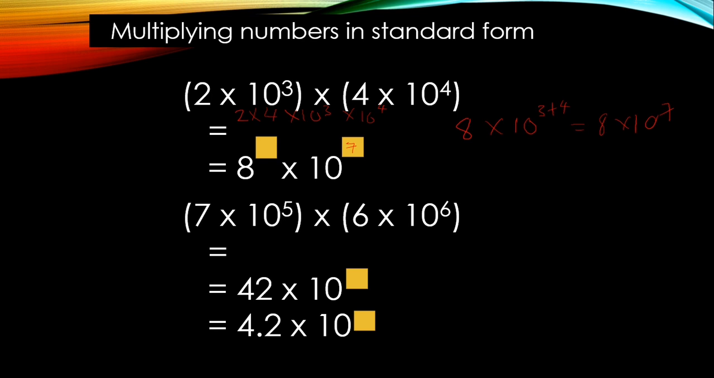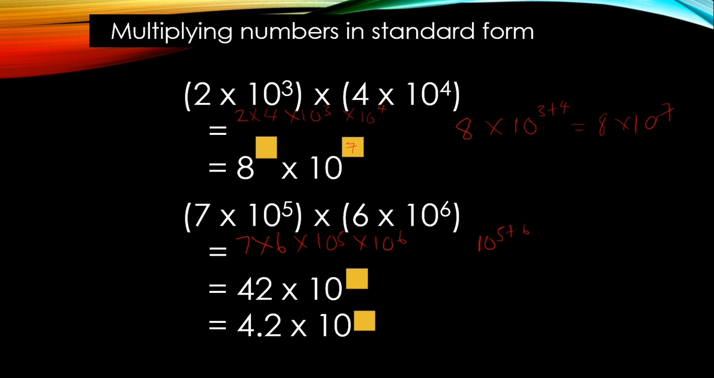Okay, another one, 7 times 10 to the power 5 times 6 times 10 to the power 6. So we can rearrange it to this form: 7 times 6 times 10 to the power 5 times 10 to the power 6. Again, we can include a step where 7 times 6 gives us 42, and then 10 to the power 5 times 10 to the power 6.